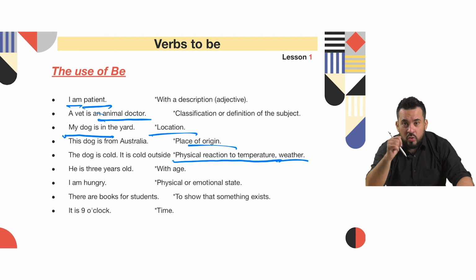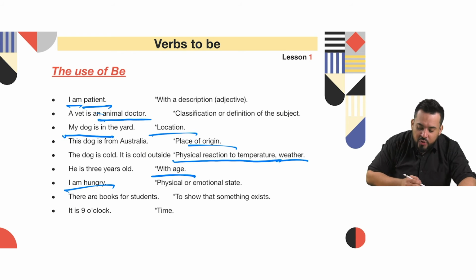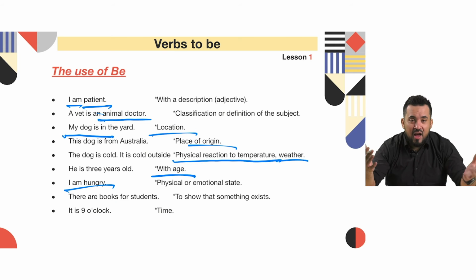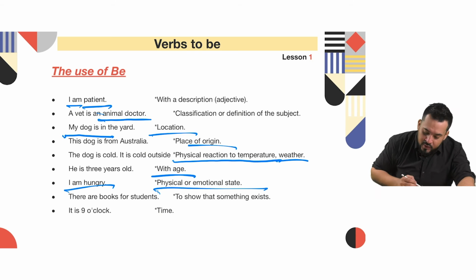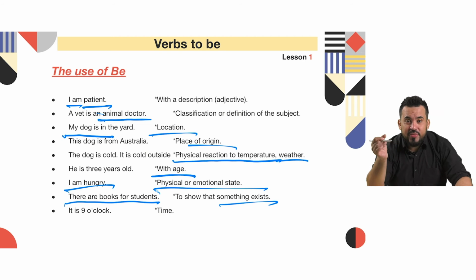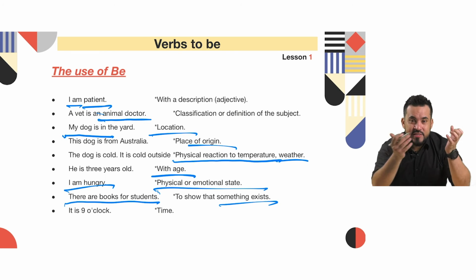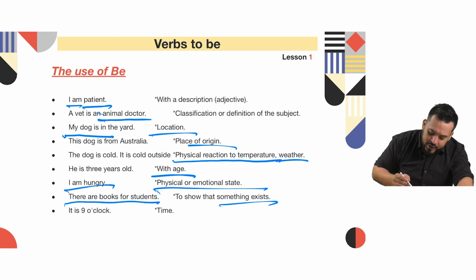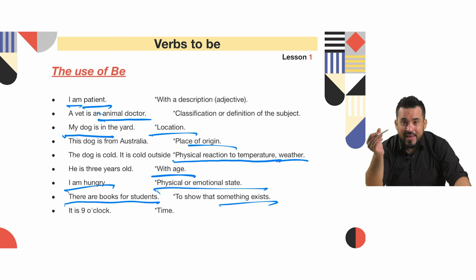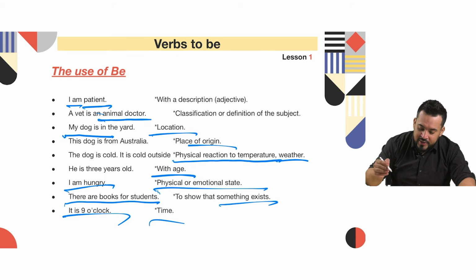He is 3 years old. That is age. So we use it with age. I am hungry. Physical or emotional state. I'm hungry. I'm angry. Both. Physical or emotional state. There are books for students, to show something exists. What does exist mean? It means it's there. It's there, therefore it exists. So there are books for students, to show that something exists. It's 9 o'clock. Time.